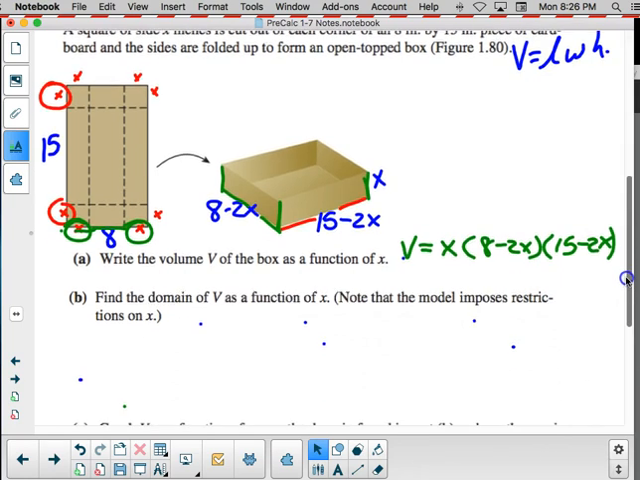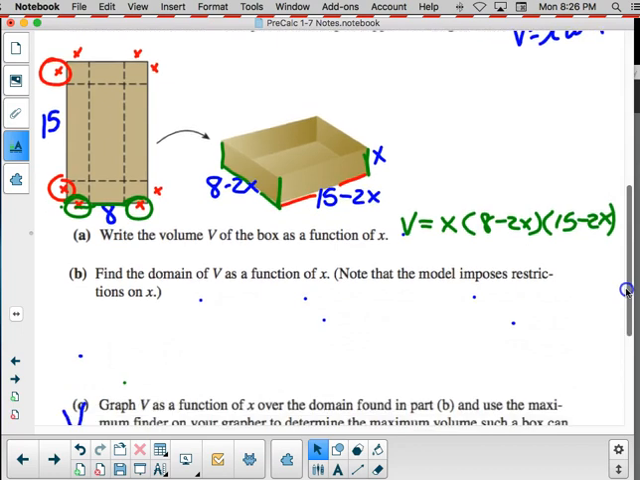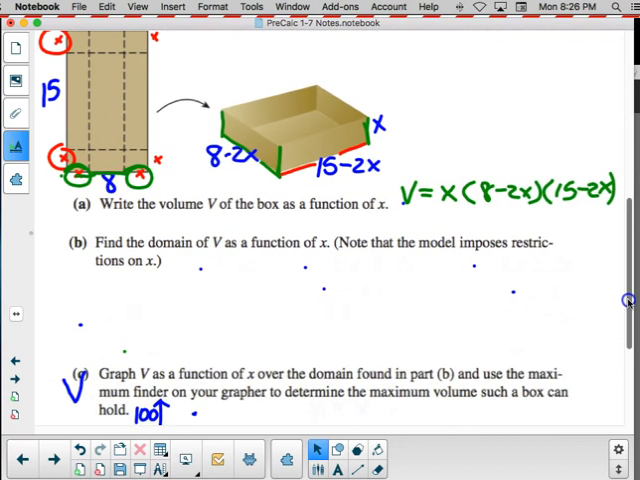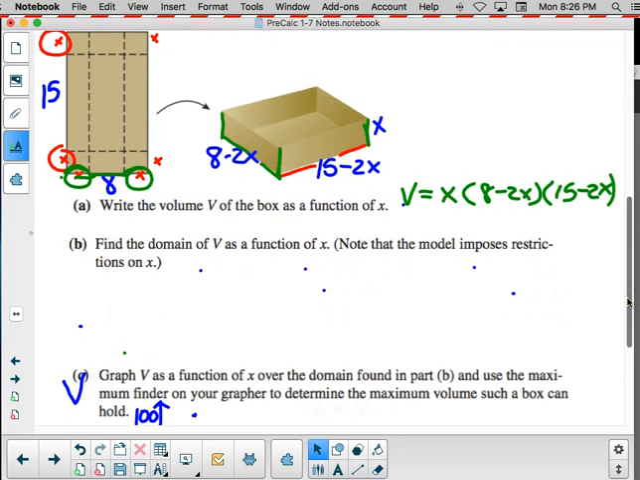So I was supposed to write the volume V of the box as a function of x. Now find the domain of V as a function of x. We've talked about relevant domains. This function works all the time, but it doesn't make sense to have an x that's negative, or a height that's negative, or a length that's negative. So I have to consider what's going on.